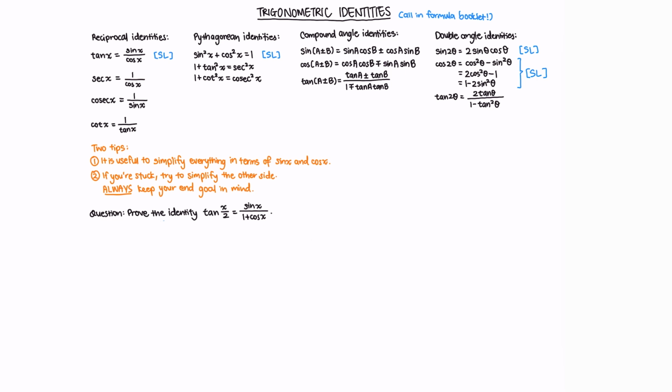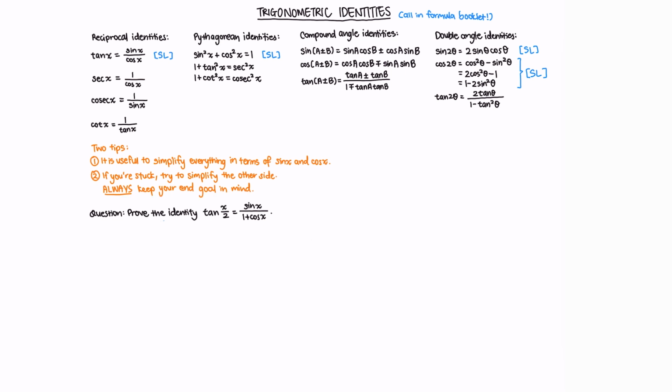Now, before we start proving trig identities, I have 2 tips for you. It is useful to simplify everything in terms of sine x and cosine x. If you're stuck, try to simplify the other side. Always keep your end goal in mind, and I cannot emphasize this enough. Always keep your end goal in mind.